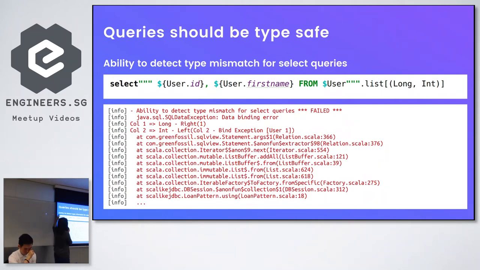So for example, we have this very simple query where I'm selecting a user ID and a first name. The result set is supposed to be a tuple of long and string. But in the list, we are expecting a return type of a tuple of long and int. So when this query is executed, an error will be thrown, and the developer will be informed that the second column, which is the first name, failed to bind because it was expecting an int, and it was trying to bind the value user one, which is a string. This helps us trace our code better and also debug which part of the code we need to change.